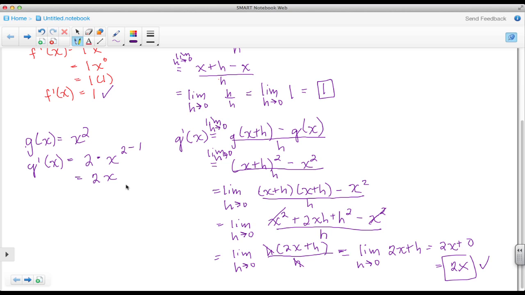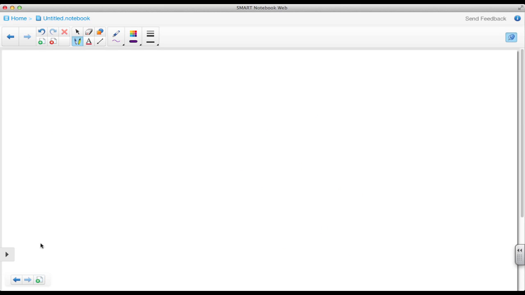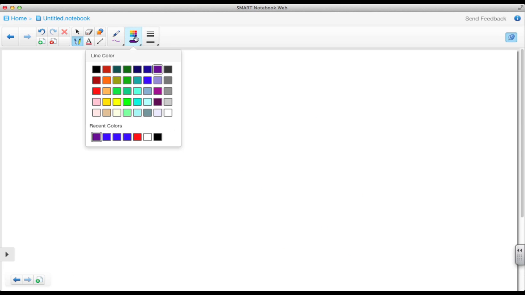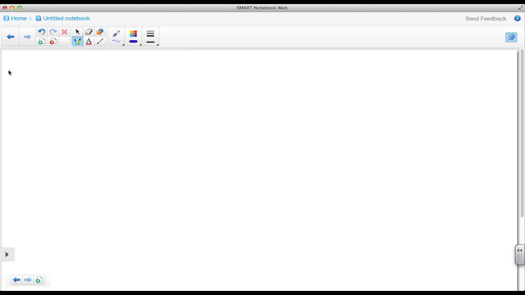And again, we see that this does match what I have here at the beginning. Let's just do one more example, and let's switch to a different color. In this example, let's do h of x, and I'm going to say h of x is equal to x to the third.